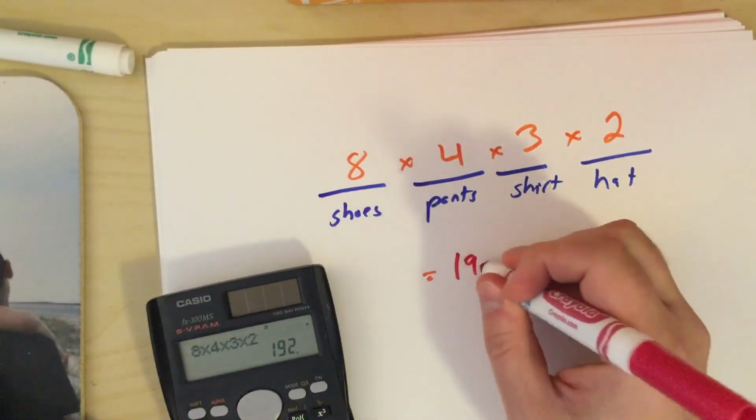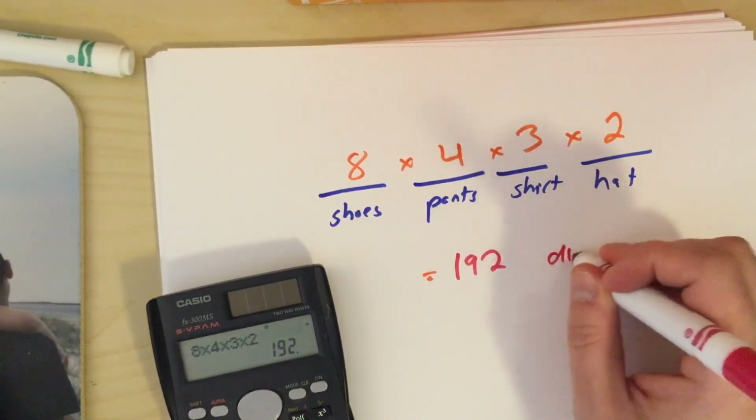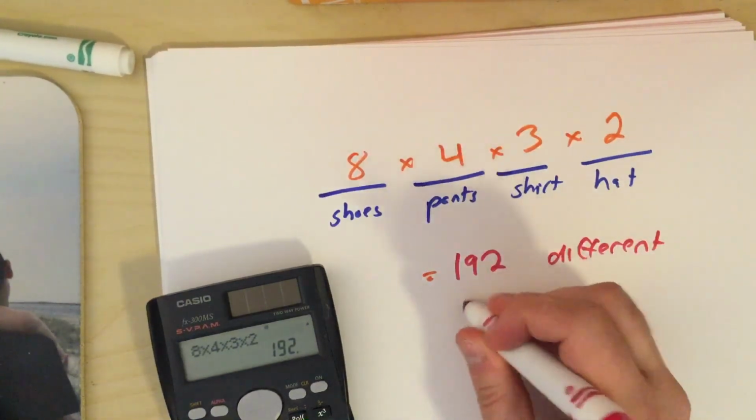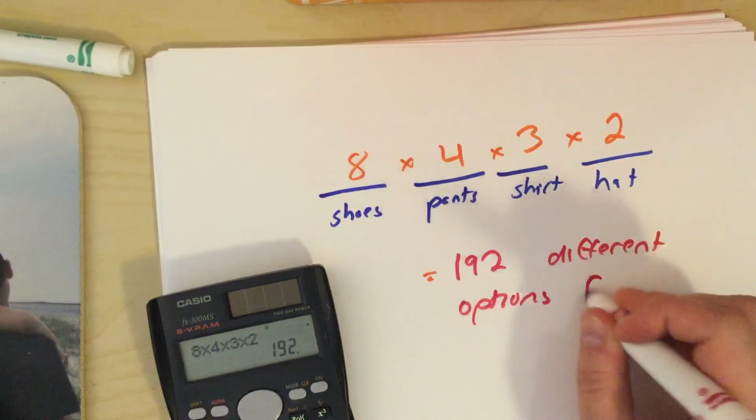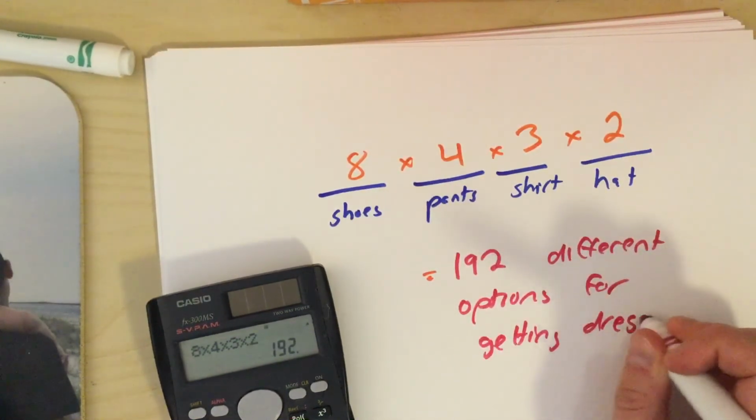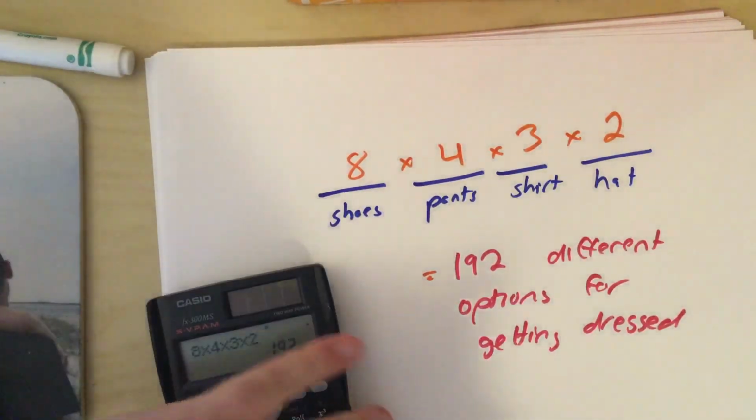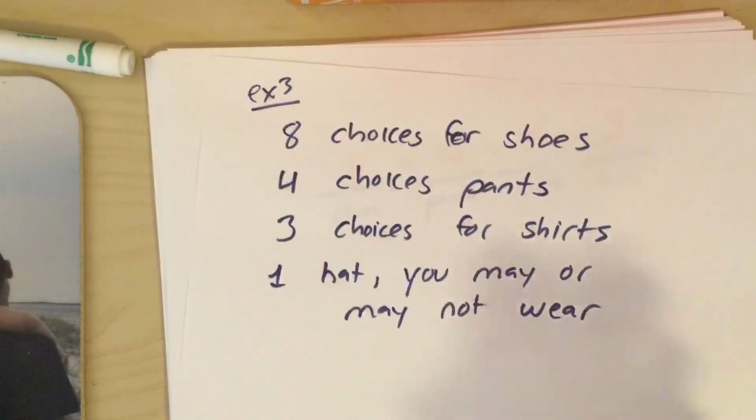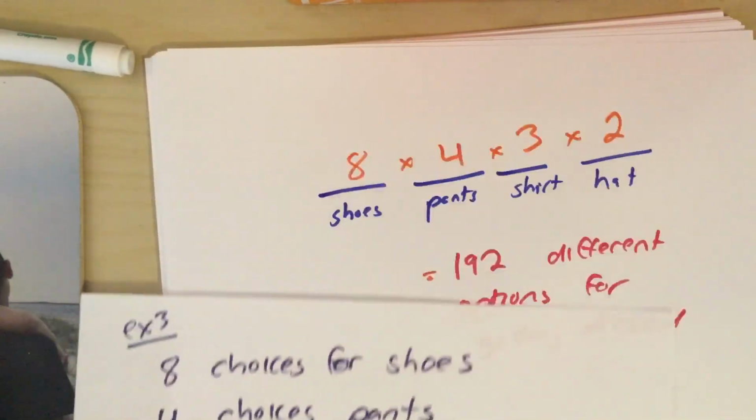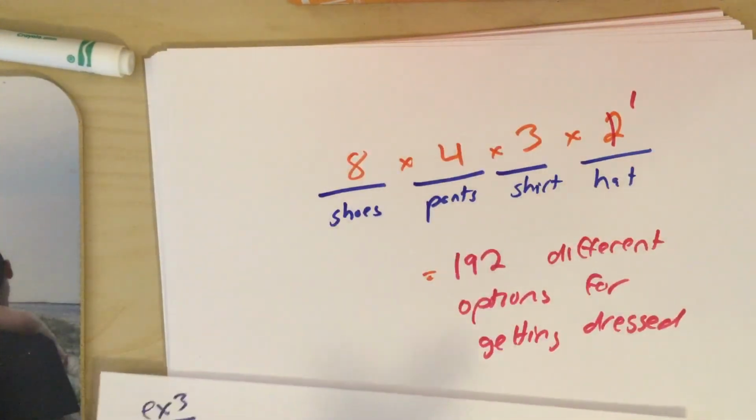So there's 192 different options for getting dressed. Now let's say instead I had said that you don't have a choice. You have a hat and you have to wear it. How would that change it? It would have made that a 1, and we would have had only half that much, so we would have only had 96.